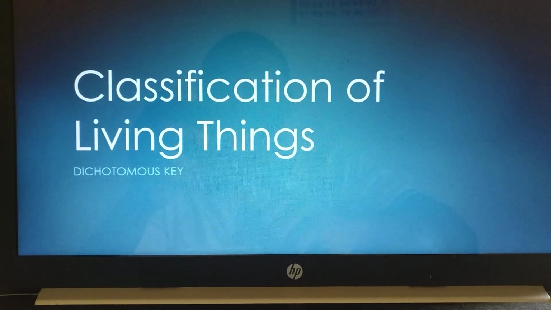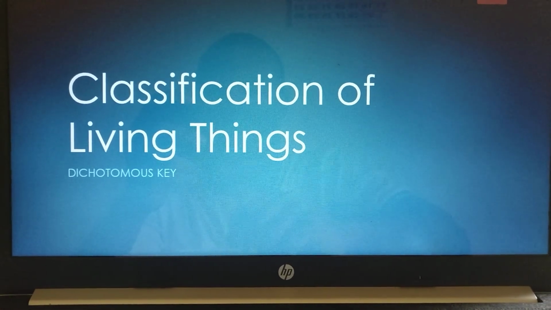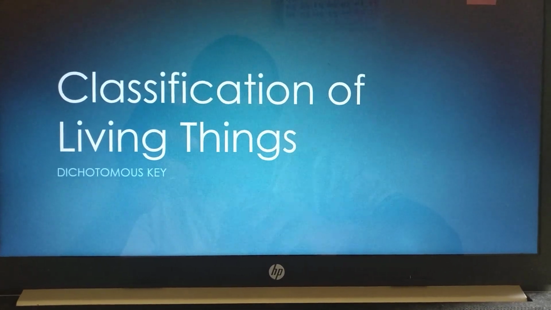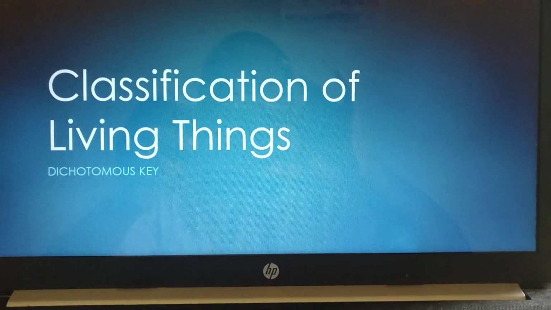And welcome to our science session for today. Today we'll be focusing on the classification of living things, with the main focus on the dichotomous key. So let's get right into it.